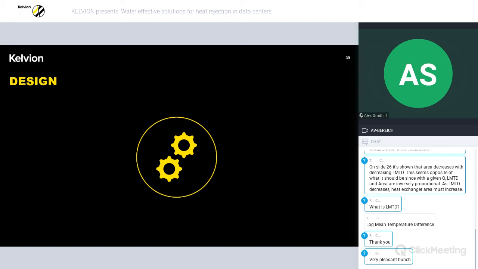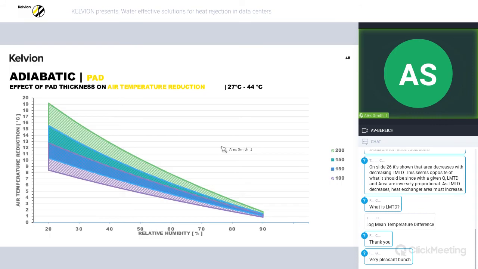Function and water consumption. Pad thickness is a parameter of adiabatic systems which is often seldom considered by customers. Most products on the market feature a 100 millimeter pad, though products with up to 300 millimeters and beyond are available.